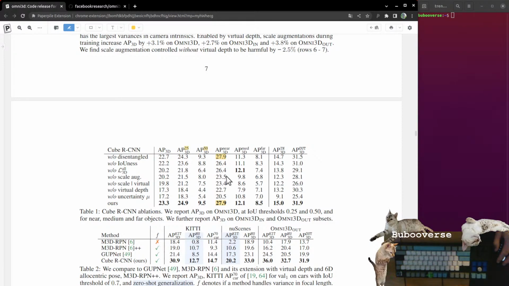Scale augmentation, scale or virtual depth. So actually, that gives you another 5%. Scale augmentation, another 5%, and then uncertainty actually gives you a very large bump, which is interesting to see.